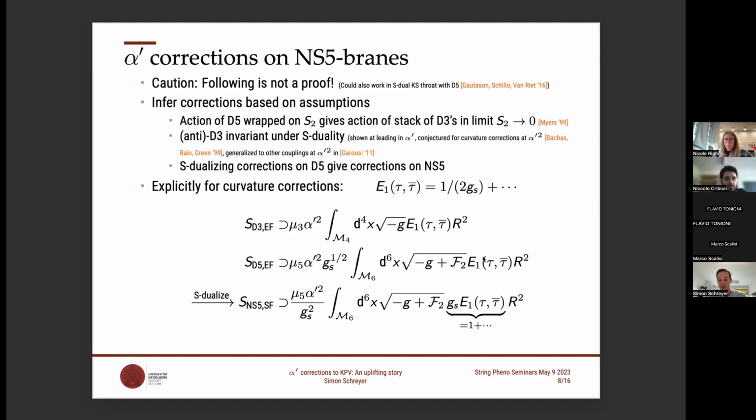And then all we do is we just S-dualize these corrections, including this Eisenstein series, and obtain this curvature correction on the NS5 brane, now written in string frame. And we see that the leading order term goes like 1 over g_s squared, just like the tension term of the NS5 brane. So we find corrections which scale the same way in g_s as the tree level action of the NS5, which we find very, very plausible. And this can also be extended to all the other couplings that we calculate.